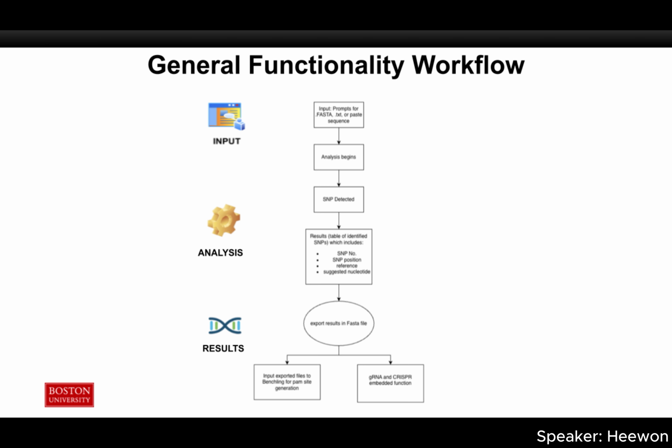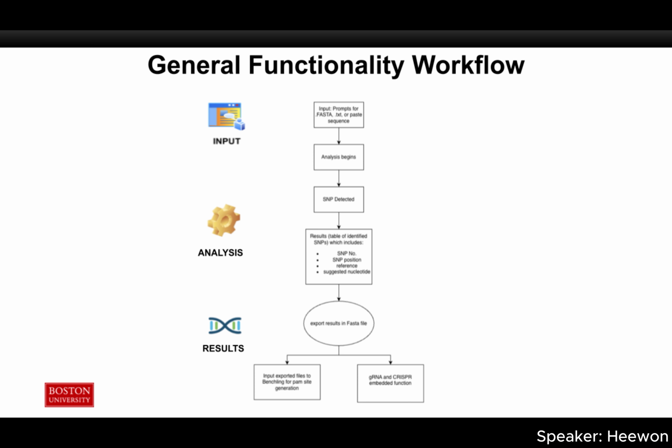So our general functionality workflow, as shown here, explains that there's an input where the user can paste a sequence or input a FASTA or a TXT file. Then the analysis begins. When the SNP is detected, it will show the SNP number, SNP position, reference, and suggested nucleotide. Then the exported results would be in a FASTA file, which could be exported and used on a different third-party website, such as Benchling. Or we have another option, where an embedded function for gRNA and CRISPR design is within the website.